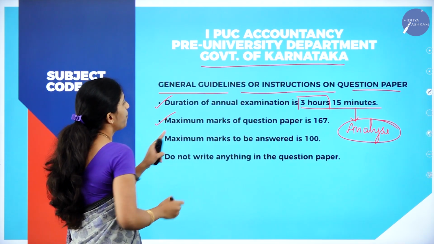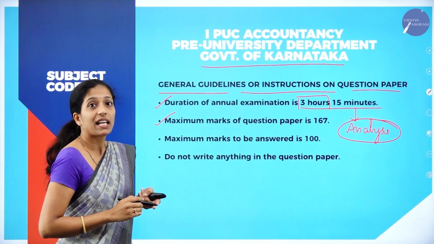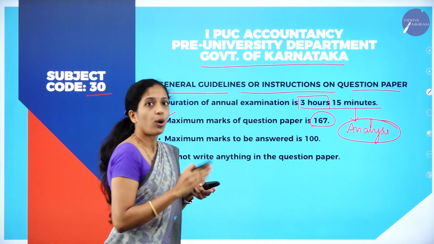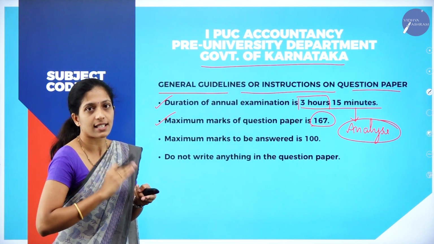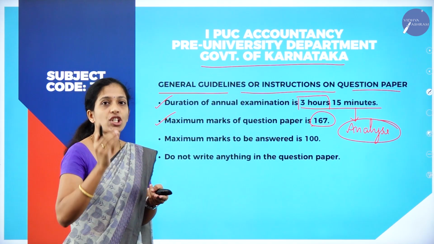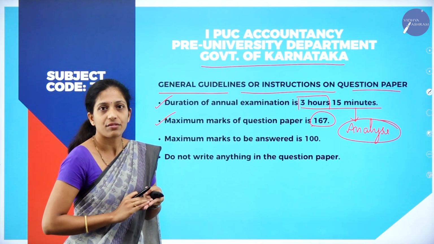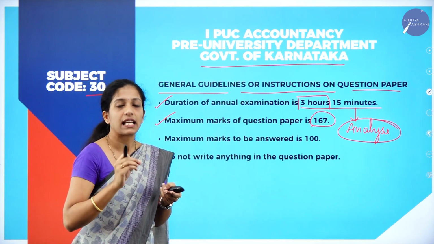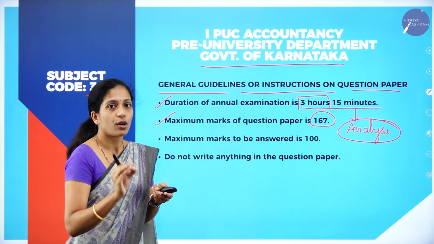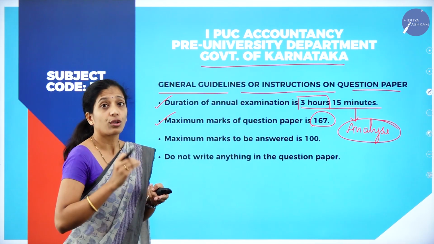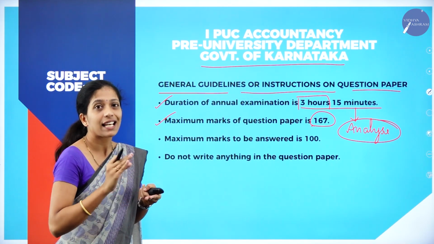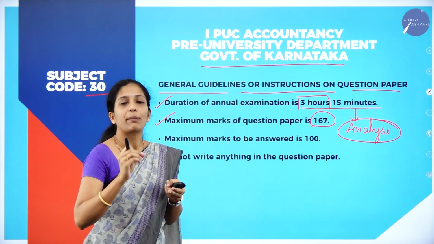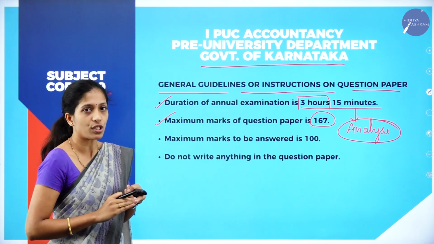Next, the maximum marks of the question paper is 167. We have already discussed it. The whole question paper will be for 167 marks, out of which you are going to answer for 100 marks. In the sense, you will have a number of options in each and every section. So make sure you go through every question in each section. Whichever questions you are more comfortable with, you are going to answer those.